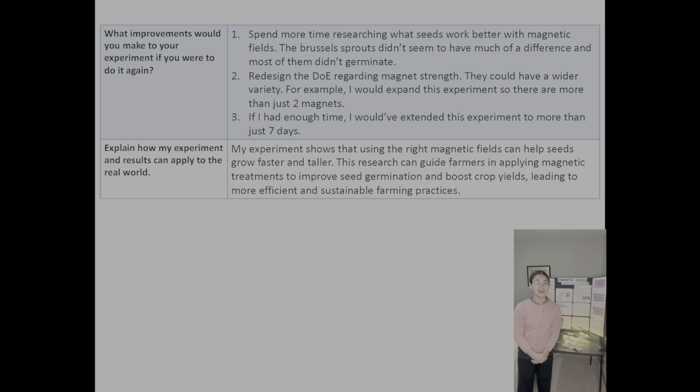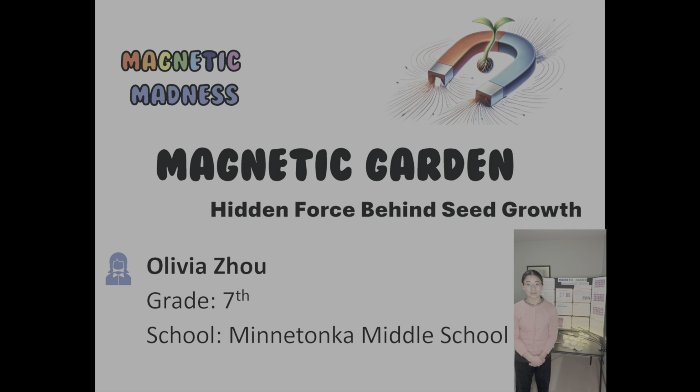My second point is how this experiment applies to the real world. So my experiment shows that if you use the right magnetic treatment on plants, it can really benefit them. And farmers can use this as guidance to improve seed germination and boost crop yields, which can lead to more efficient and sustainable farming practices.